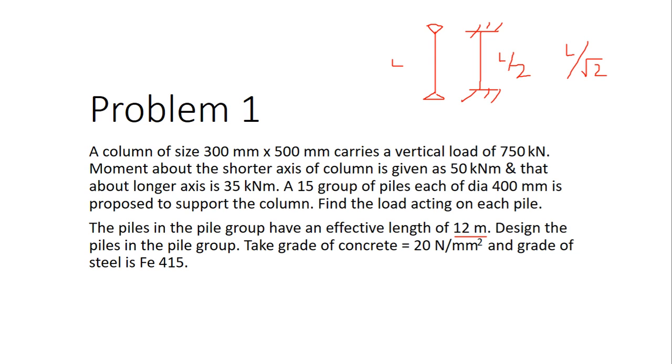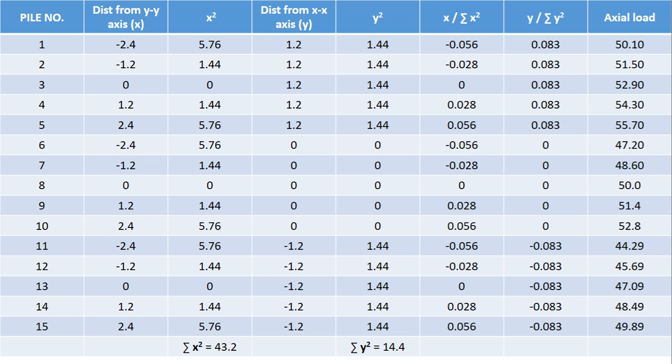Then we are asked to design the piles in the pile group. We need to do the design taking the grade of concrete as 20 Newton per mm square, that means fck is 20 Newton per mm square, and the grade of steel as Fe415. So let us see how to proceed with the design part. This is the table from the last video where we determined the axial load carried by each pile.